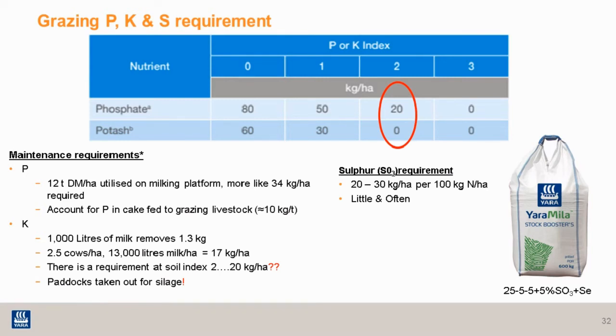So this is where our products come in, like a Yara, one of our products, the Yara products 25-5-5. That's why we're using the ratio of 1:1 there for P and K, because it's been shown, with research done back in the 60s and 70s, that using those products is effective at maintaining or replacing the offtakes from livestock systems.